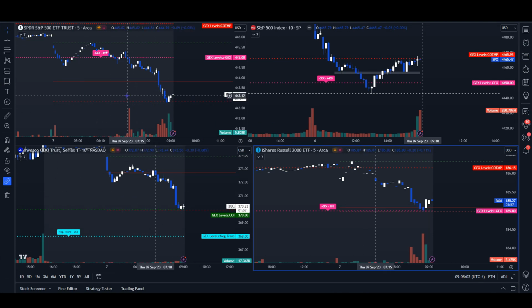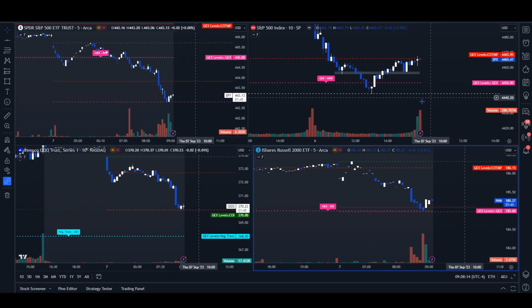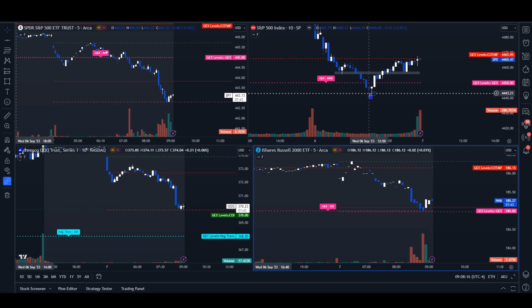So we'll go look at pre-market price action. Again, we're seeing SPY below the previous day low that I've denoted here. QQQ significantly below the previous day low. IWM right at the previous day low, and negative GEX. So we'll see where SPX opens up. I've marked the previous day low on SPX.